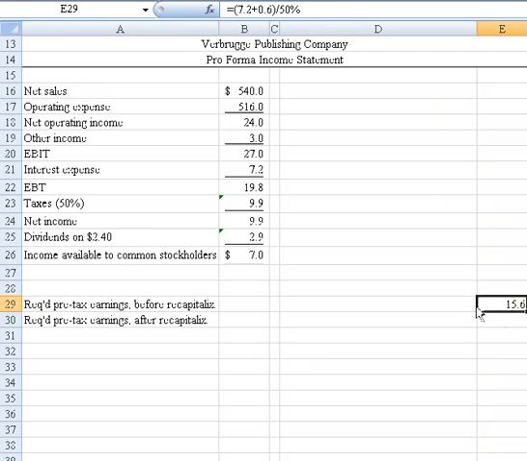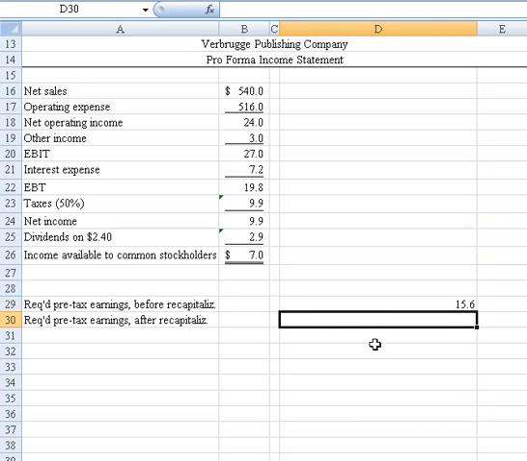Now what I'm going to do is just move this over here. The reason why I want to work down here is because we have the information in front of us. So now using the same formula, I no longer have the 7.2 and 0.6 as my fixed costs. All I have in terms of fixed costs that need to be covered in terms of required pre-tax earnings would be the dividends on the 240. So this becomes equal to the 2.9, right? And I'll just point to that cell. So we get 2.9 divided by 50%.